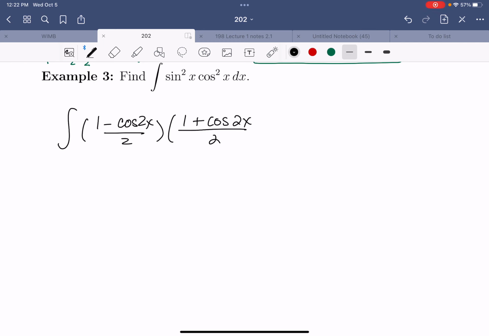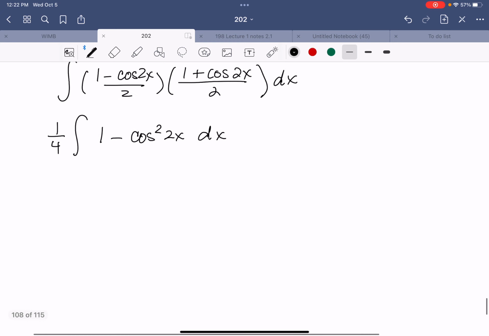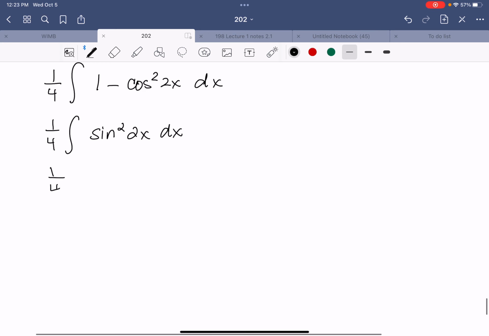2x over 2 dx, because they're even, right? Even, we convert using our double angle formulas. From here, this is 1/4, bring out each of the 1/2s, and 1 minus cosine squared 2x dx. And this is the same as 1 minus, if I use my trig identity for 1 minus cosine squared, that's sine squared 2x dx.